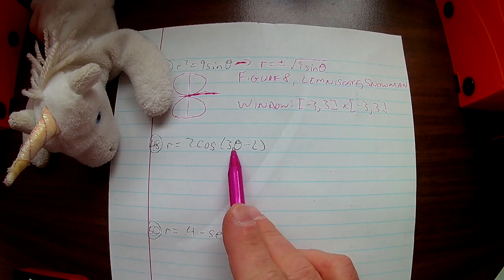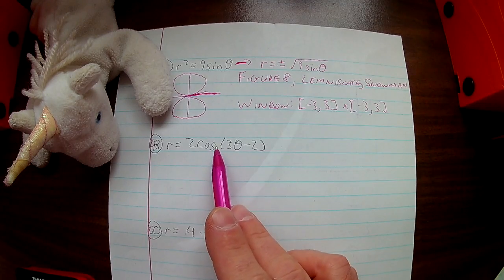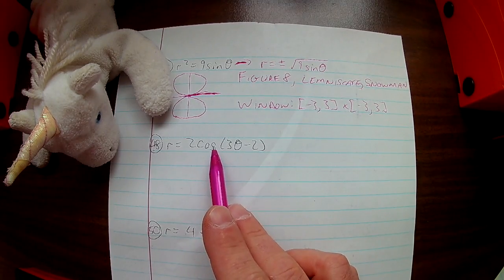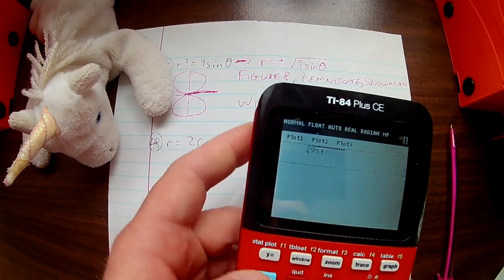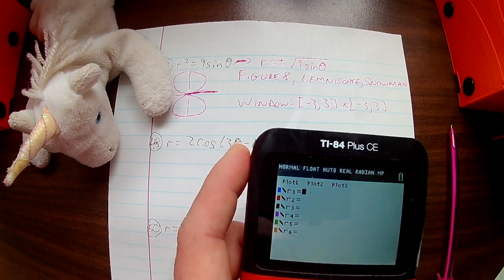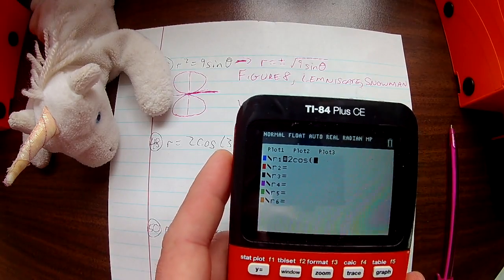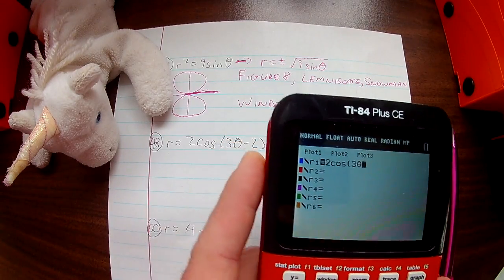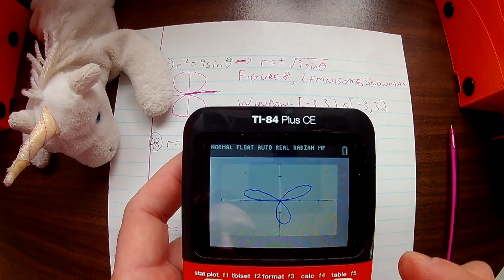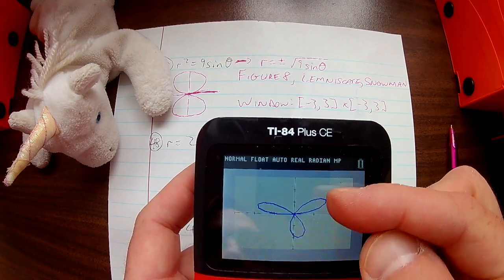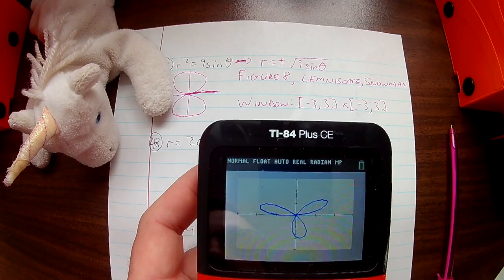I see the 3 theta inside of a cosine function. That draws my mind to a rose curve here, but that minus 2, I don't know what that's going to do. Okay, this is hyperbole. I know exactly what it's going to do. It makes a rose curve, but the rose curve is kind of rotated a little bit off of the axis.